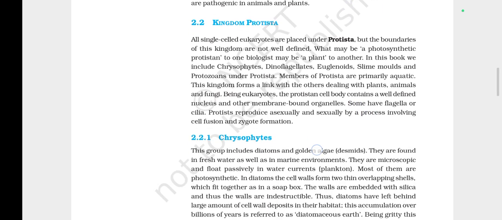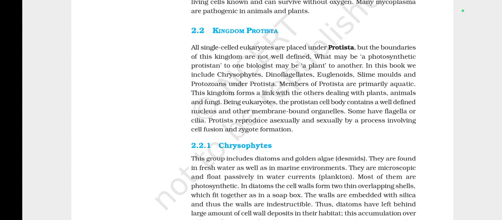अब हम देखते हैं किंगडम प्रोटिस्टा के बारे में. All single-celled eukaryotes were placed under kingdom Protista, but the boundaries of the kingdom are not well defined. What may be a photosynthetic protistan to one biologist may be a plant to another. In this book we include chrysophytes, dinoflagellates, euglenoids, slime molds, and protozoans under Protista. Members of Protista are primarily aquatic. This kingdom forms a link with the others dealing with plants, animals, and fungi.